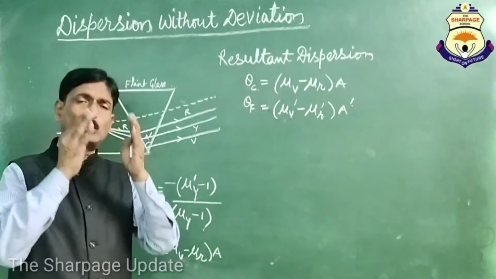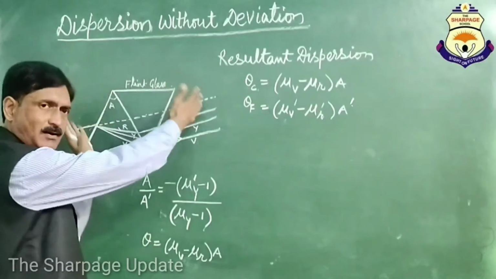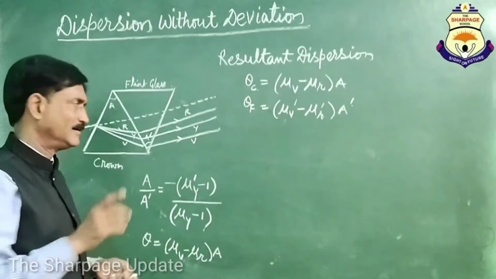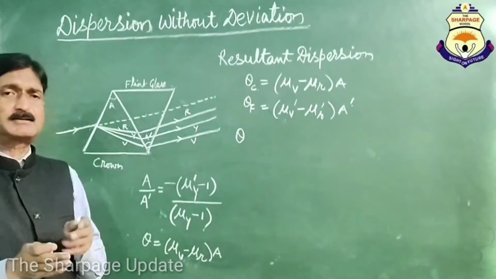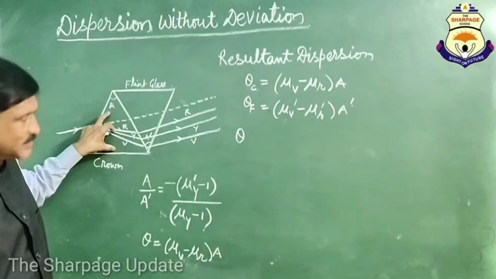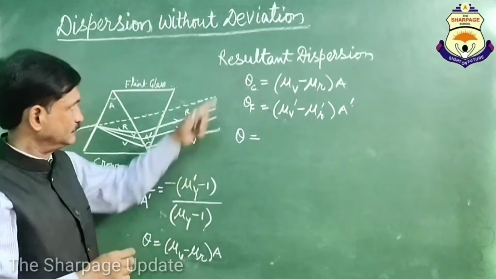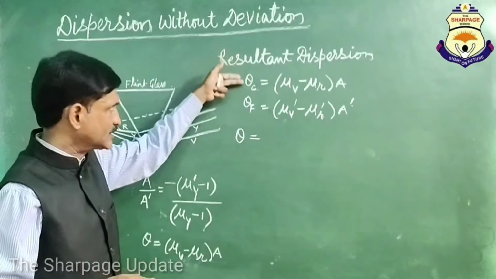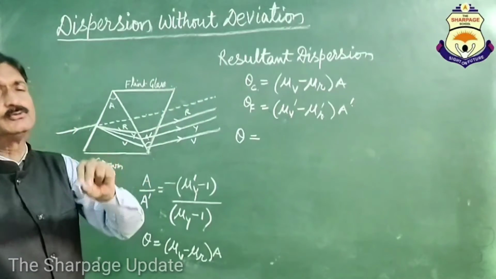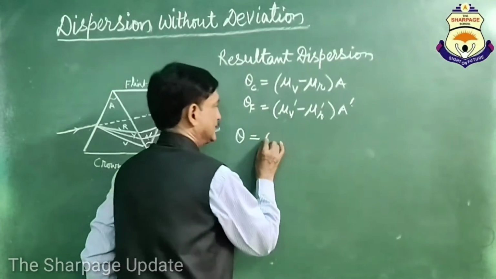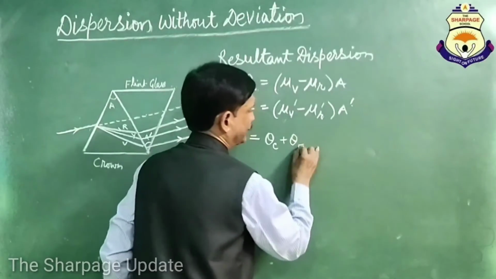Now, let the total dispersion, meaning the dispersion by the combination of these two prisms, be theta. Here, theta represents the total dispersion by the combination of the crown glass prism and flint glass prism. So, theta equals the sum of the angular dispersion through the crown glass prism and the angular dispersion through the flint glass prism. So, it can be written as theta c plus theta f.